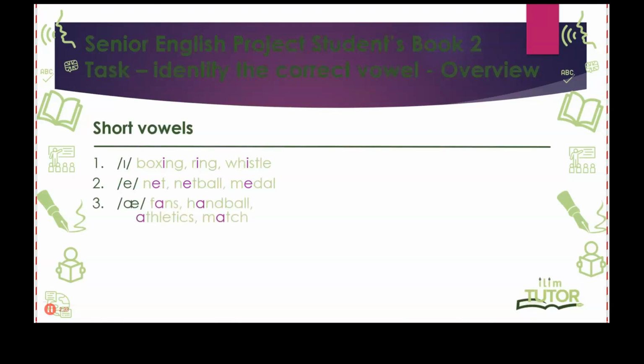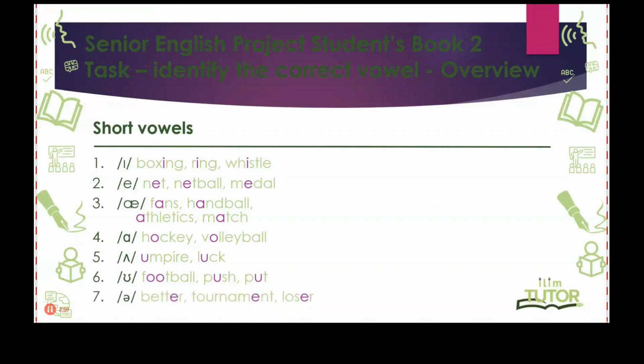In terms of number 4, hockey and volleyball, which vowel sound is that? So it's O. Number 5, umpire and luck. And that's the vowel sound A. And for number 6, you would have football, push and put, and the sound is O. In terms of long vowels, oh, sorry, missed one. So E is better, tournament, and loser.